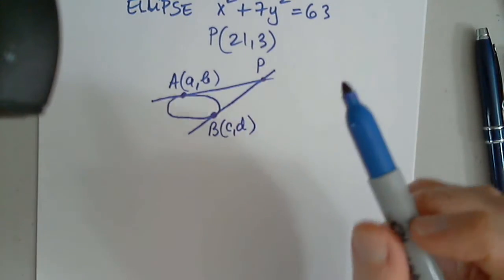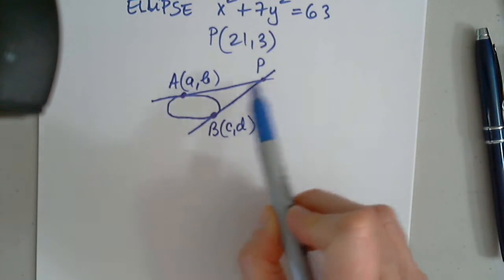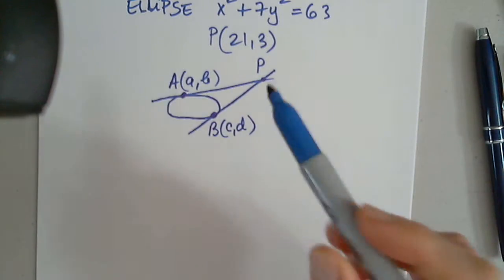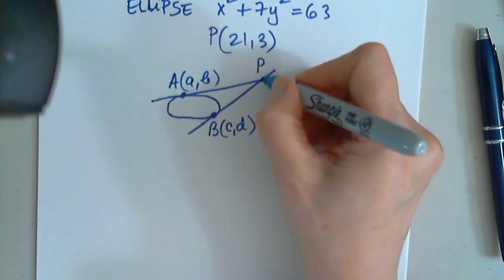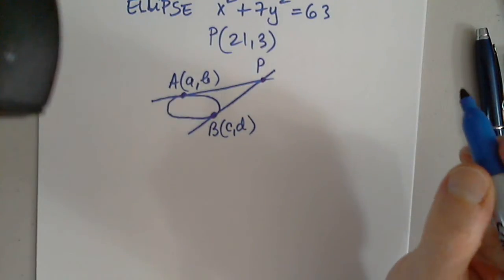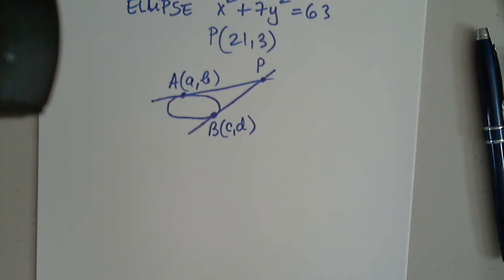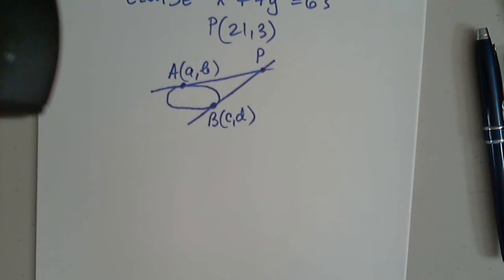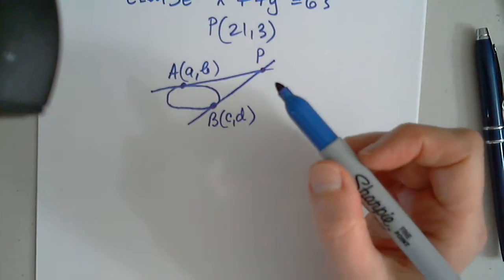So one more time, we are asked to find the equations of the tangents to the ellipse that pass through this point. Am I correct? Just to make sure that I understood the question correctly. Yes. Yes. Perfect.